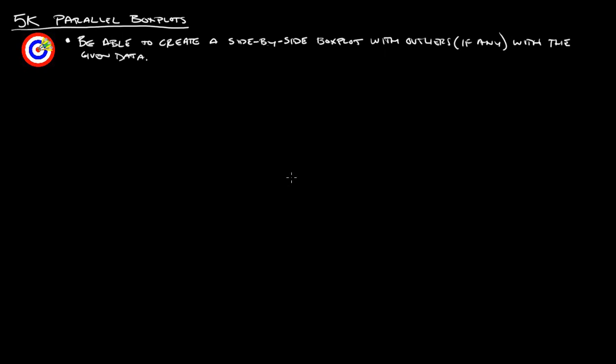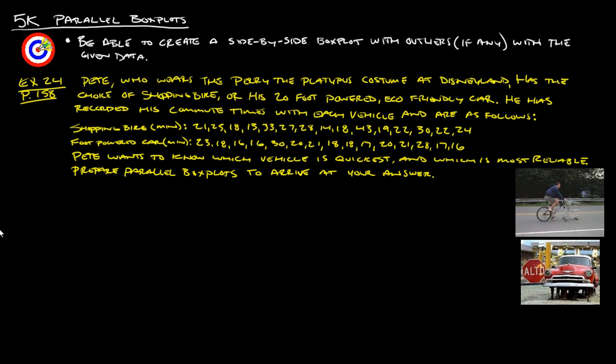I'm going to take you through the 5K notes on parallel box plots. At the end of this, you should be able to create a side-by-side box plot with outliers, if any, with the given data. Okay, so we're just going to take a look at one example here, example 24 from page 158.